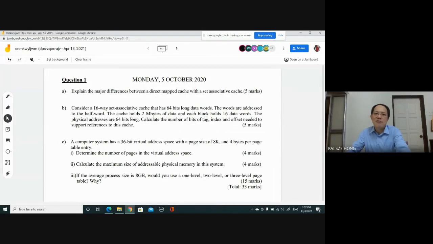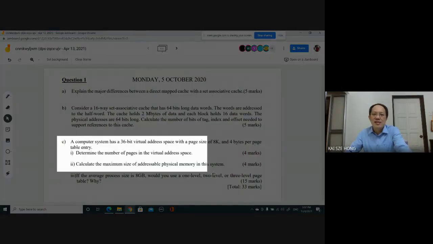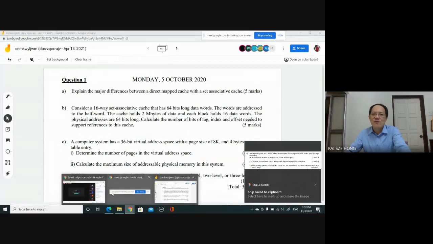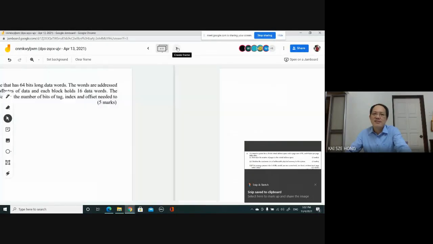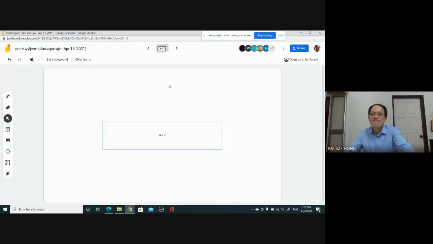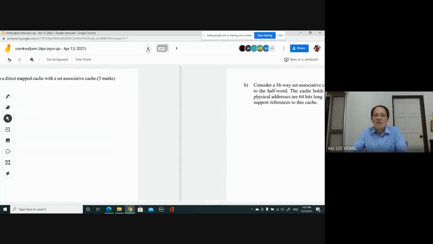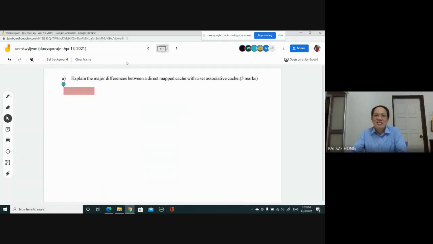The second one is about calculation of the cache addressing format. The third one is about virtual memory. We have done a lot of exercises about cache, virtual memory, etc. So today we try to focus again on this topic. Please help to write your answer there. When you are ready, we'll do it using half an hour. Usually in the examination, you are given half an hour for one question. So we'll try to do it within half an hour or maybe 40 minutes.